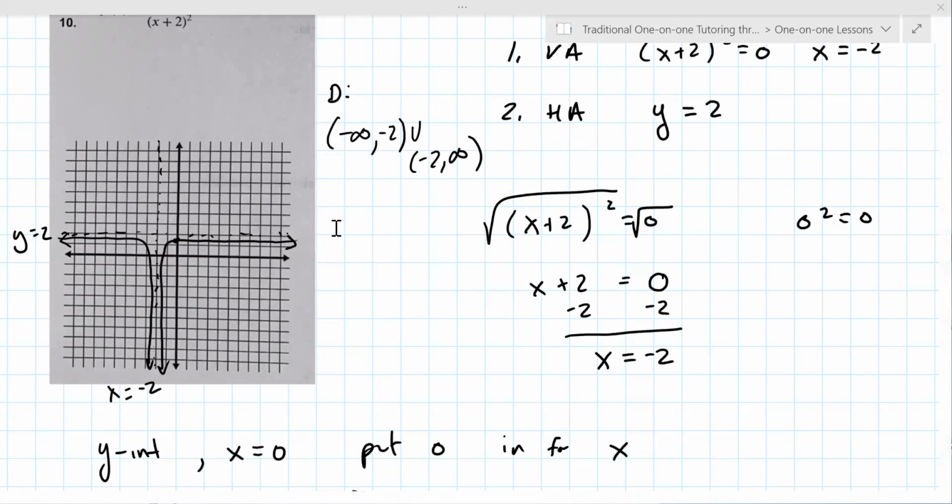Now your range is all the numbers up to +2, because the graph goes down forever, but then this horizontal line kind of restricts it.